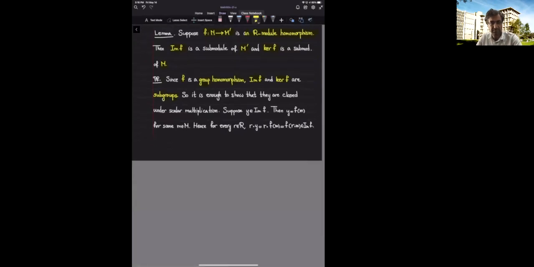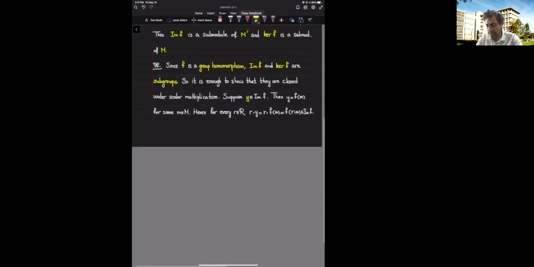So let's start with image of f, and let's pick some element inside the image and some scalar inside the ring, and we want to show that r times this element is still inside the image. So let's say y is an element inside the image, and r is an element inside the ring, and we want to show that r times y is still inside the image. But what does it mean that y is inside the image? Y is inside the image means y is f of something in the domain. So y is f of m for some m inside the domain.